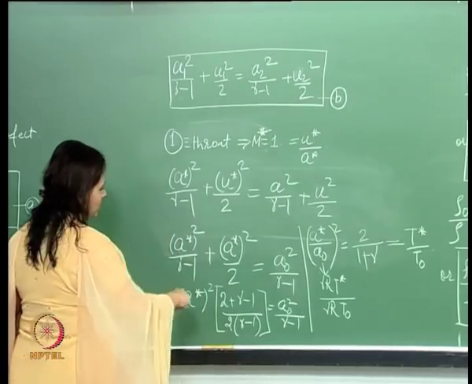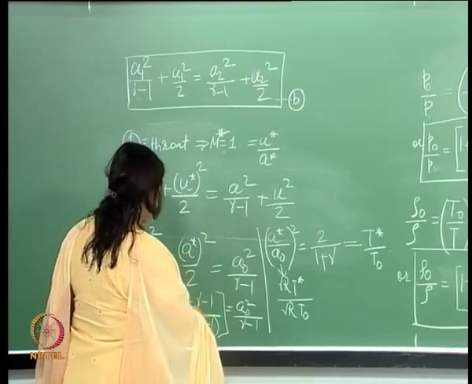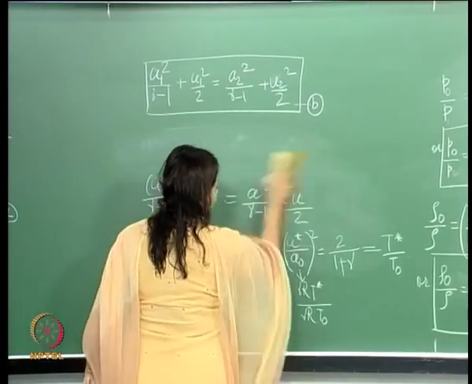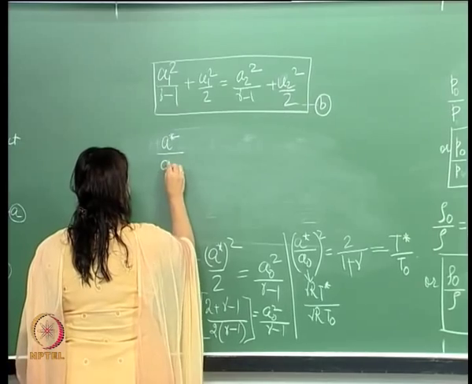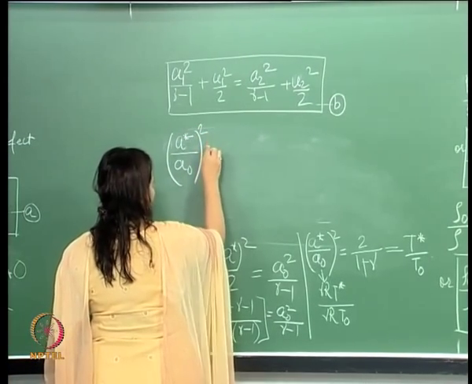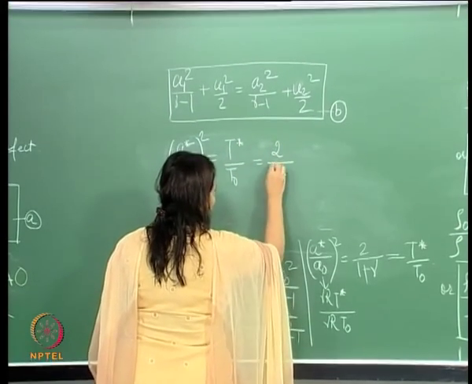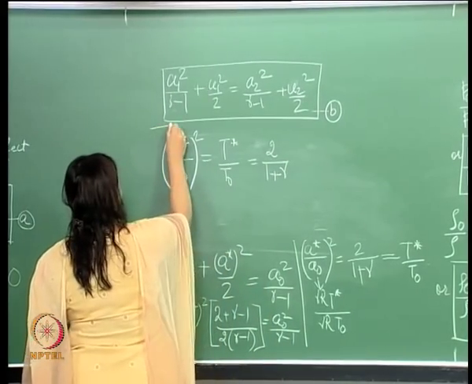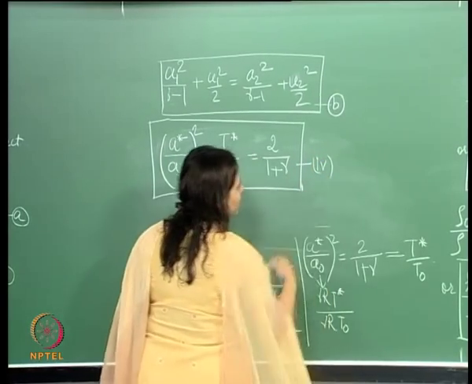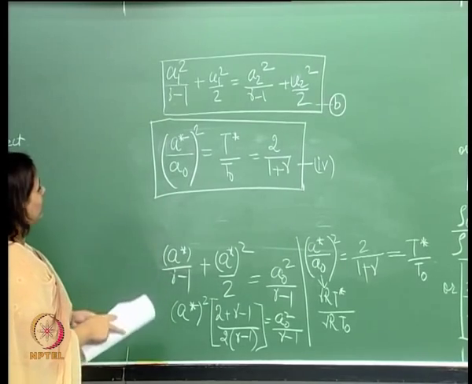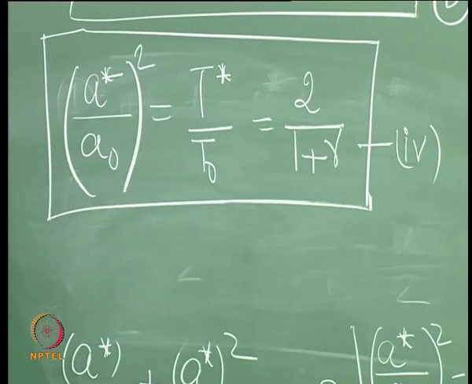Okay, so let me write that out slightly more neatly. Okay, let's go ahead and write it over here. Okay, so what we have essentially is this. So basically what we have is, right, and let's call this the fourth relationship. Okay, so we get this. So that is the relationship between the conditions.